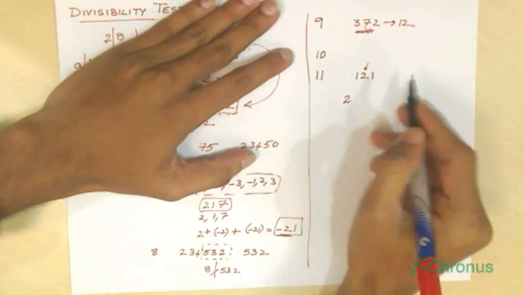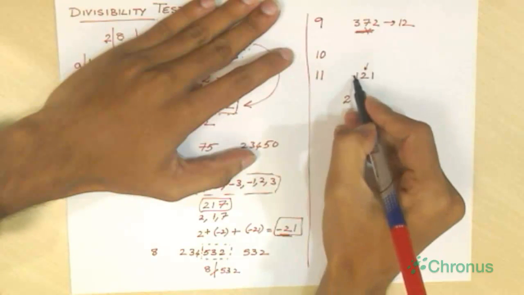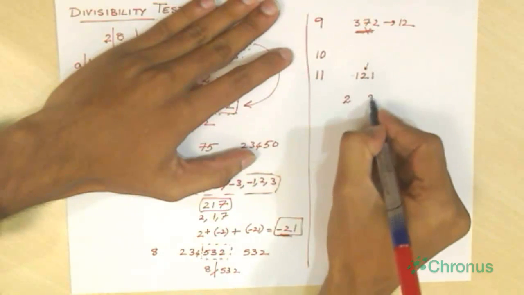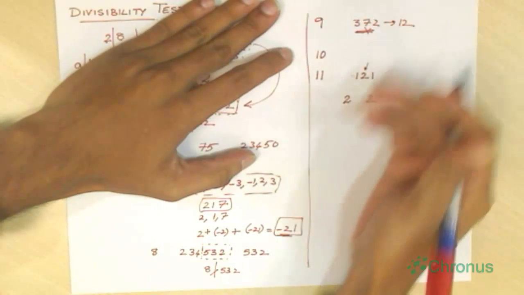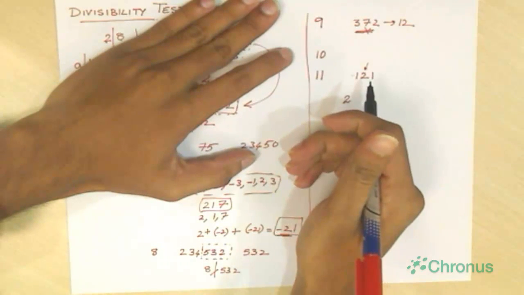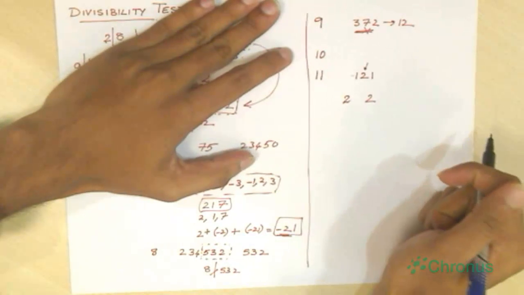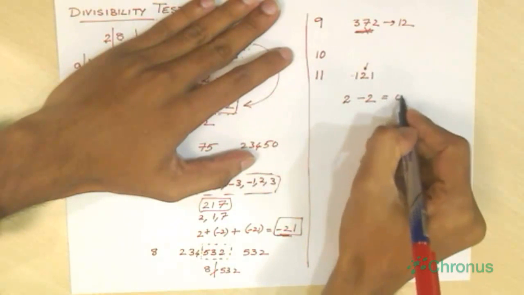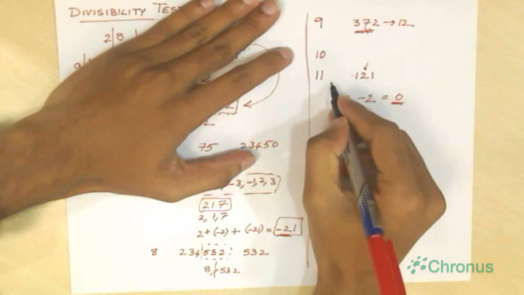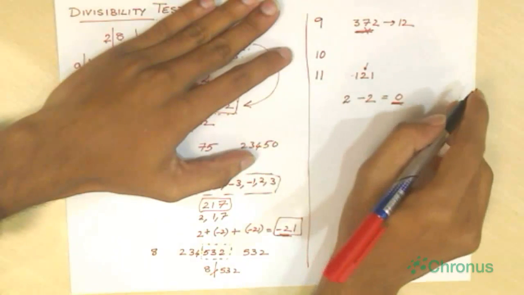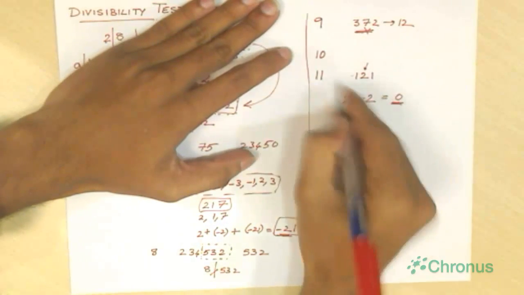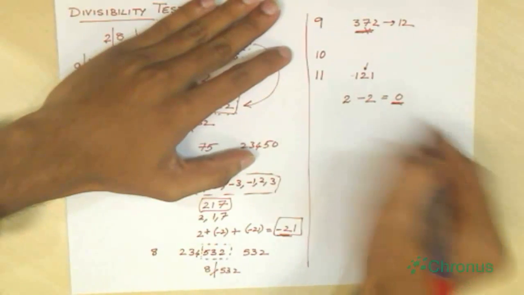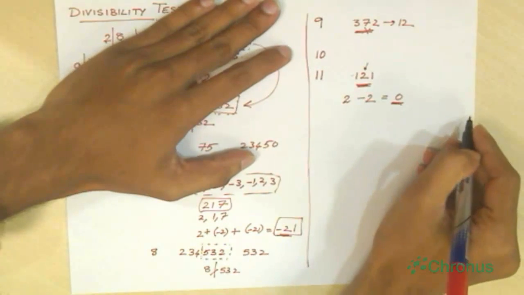You also sum up all the digits in the odd places, the first place and third place. That's 1 plus 1 is 2. So you have the sum of all the even placed digits, and you also have the sum of all the odd placed digits, and you take the difference of these two. And if the result is a multiple of 11, then the actual number is a multiple of 11. So 0, yes, it's a multiple of 11, 11 into 0. So this is a multiple of 11.